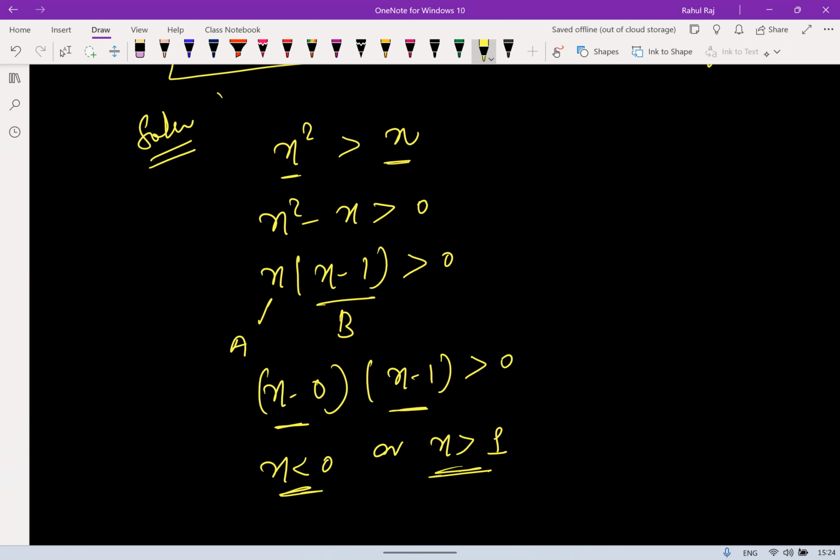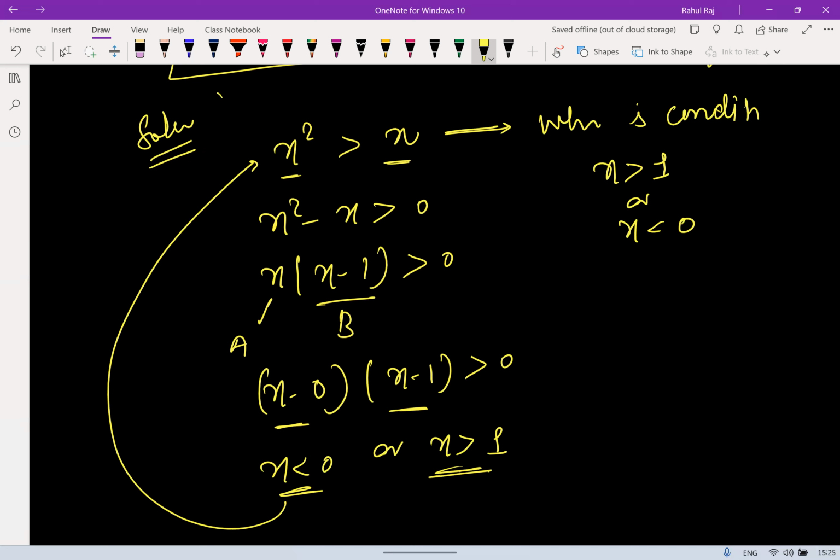And this is what we have thought. When I asked you, when is this condition possible? Your answer was exactly the same. x should be greater than 1 or x should be less than 0. When you put any value x less than 0 or any value x greater than 1, this equation will suffice. x square for these particular values will be greater than x. Am I right? Anyone, any problem over here?